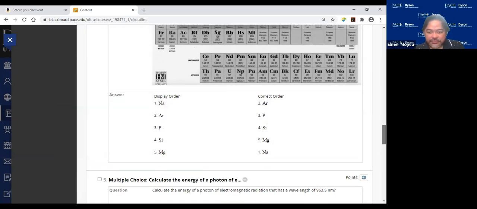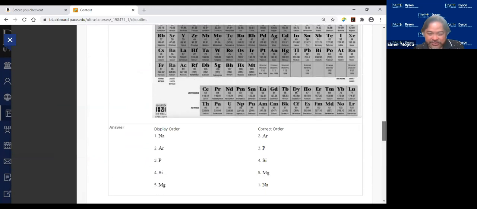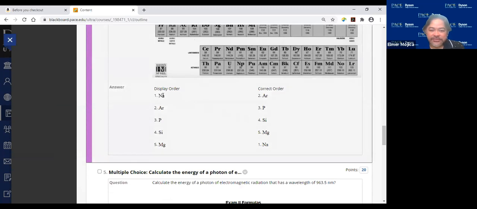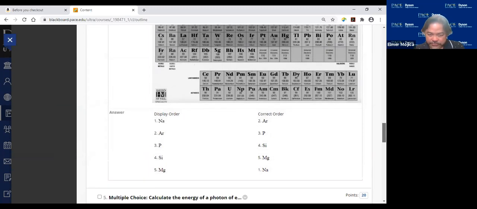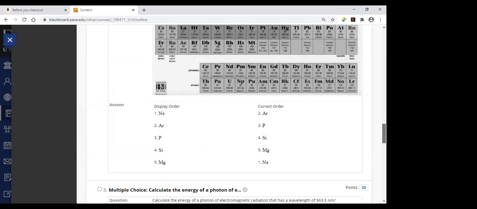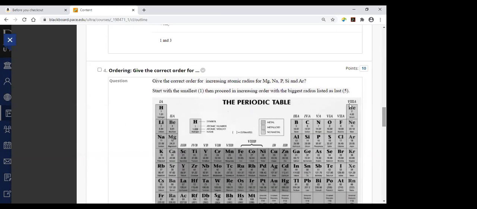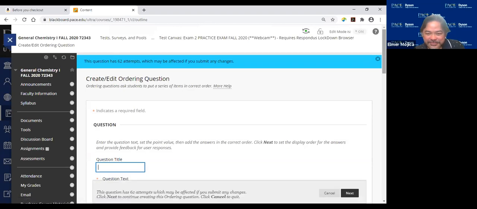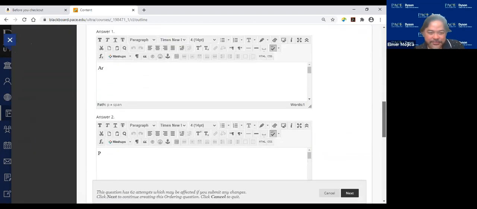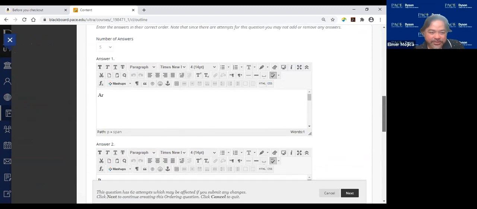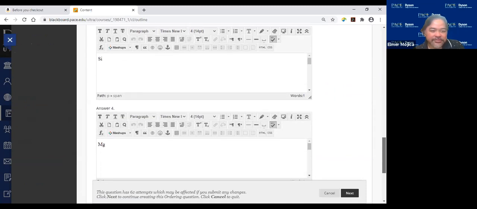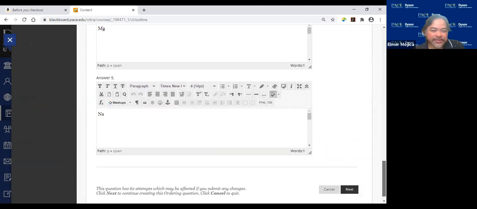So, increasing atomic radius. So the one there is... there's something wrong here. It should not be like this. It's a little weird, yeah. So that's why I can always edit it. No, argon should be number one, followed by phosphorus, followed by silicon, followed by magnesium, and then sodium.